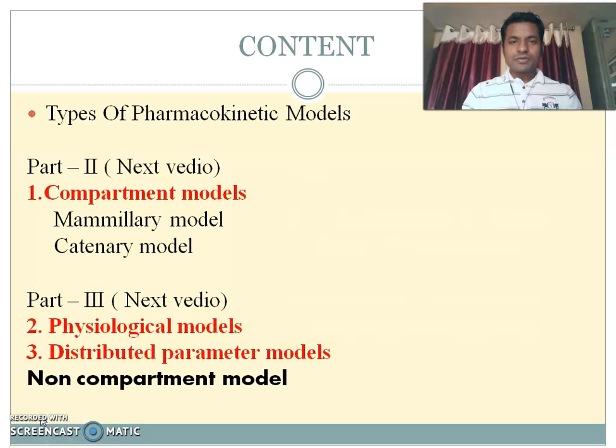The content of this video is the types. In this video we are going to discuss the types of pharmacokinetic models. Basically, in this video, that is part 2, we are going to discuss mainly the compartment models. The two types of compartment models are the mammillary model and the catenary model. And in part 3, the next video, we are going to discuss the physiological models, distributed parameter models and non-compartment models.